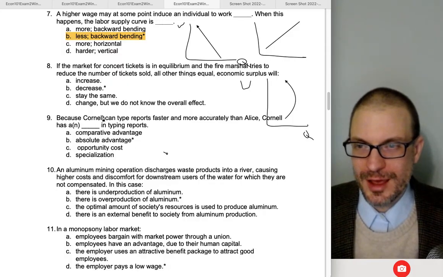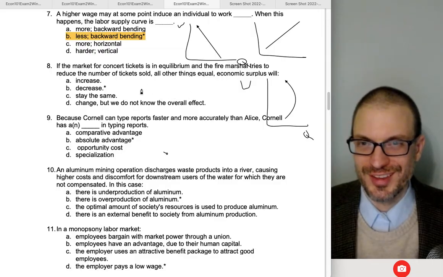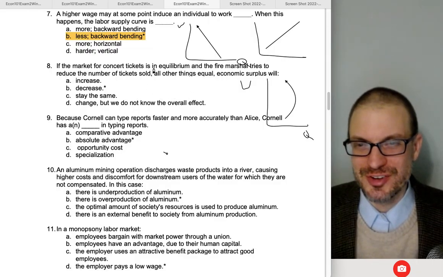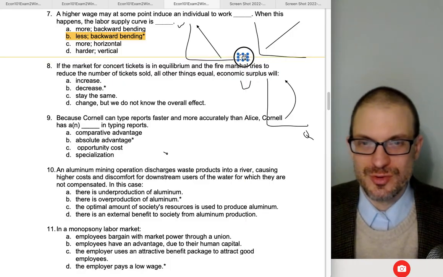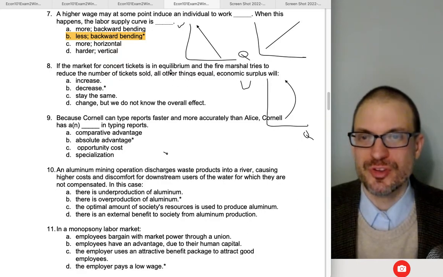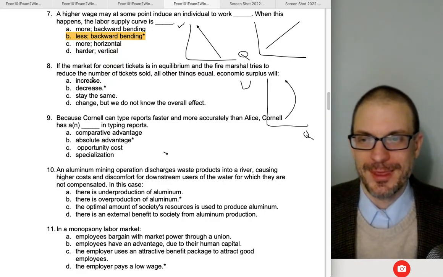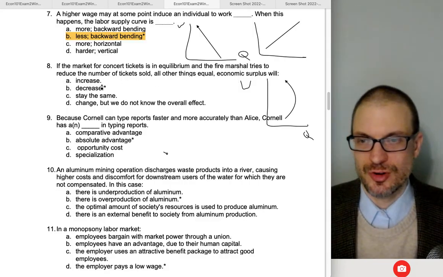So, all right, the market for concert tickets. I don't know if there's a good way to clear this all off. This is super distracting. So, the market for concert tickets is in equilibrium. The fire marshal tries to reduce the number of tickets sold, other things equal, economic surplus will... Well, if it's already in equilibrium, and now we've got this regulation to reduce the quantity, that's going to introduce deadweight loss, and so economic surplus is going to decrease, right?